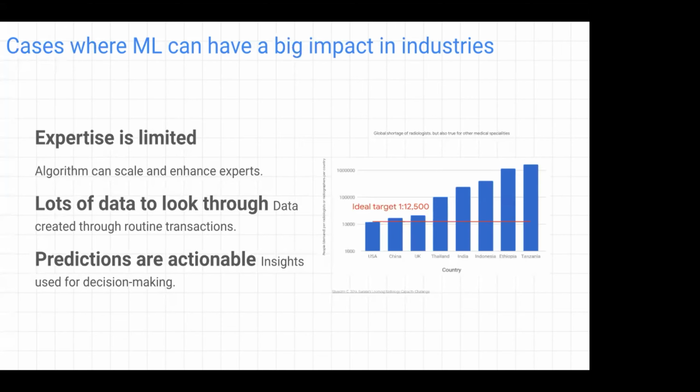And the last thing is very important. Predictions have to be actionable. Whatever predictions you make, they should be used for decision making. For example, when I'm predicting somebody has diabetic retinopathy, then there must be a doctor who is available to tell the patient what to do when you have a suspicion of diabetic retinopathy. If that step is not happening, then all the prediction, all the ML work will not have any meaning.